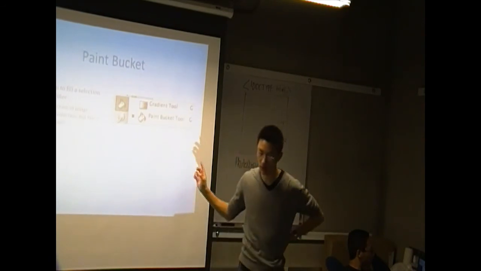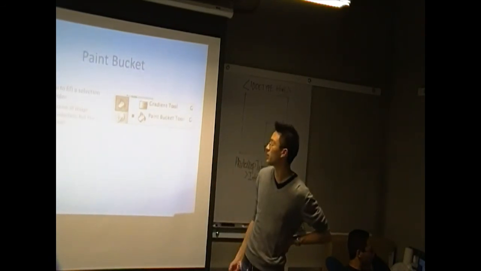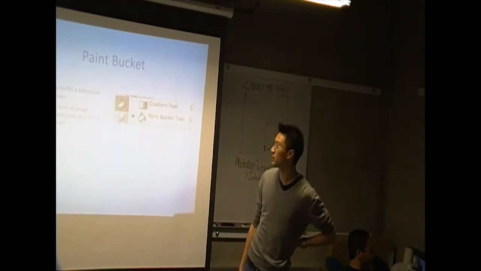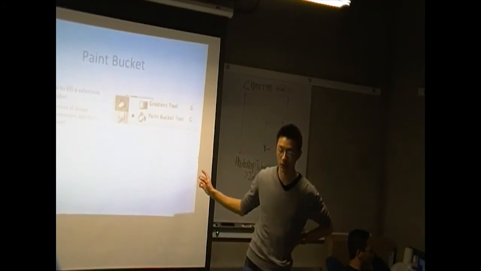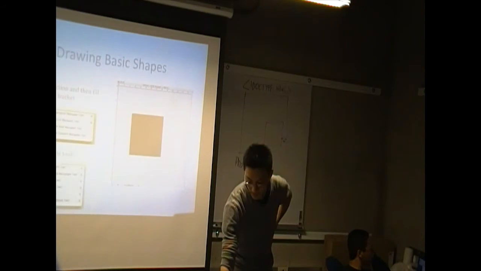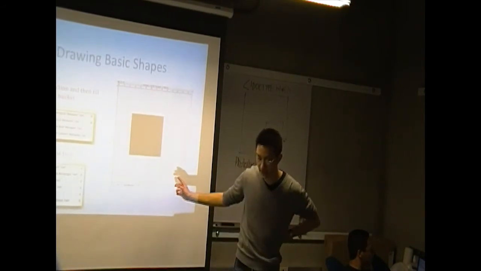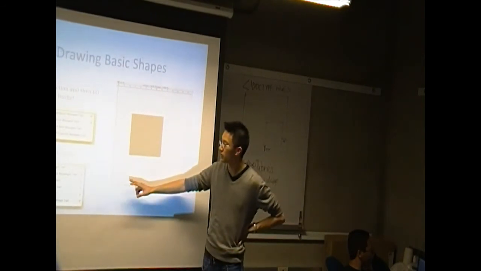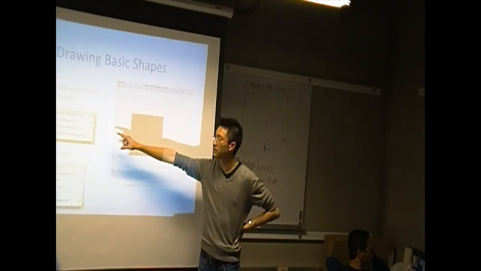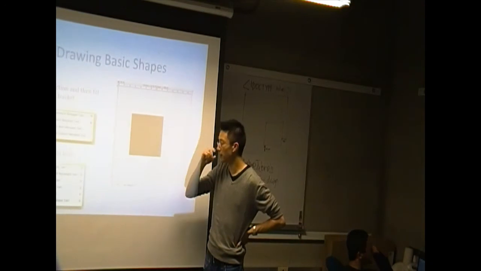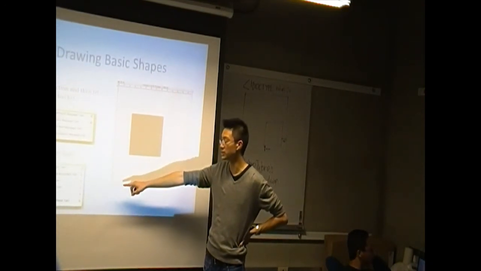And the paint bucket tool. Paint bucket is hidden with the gradient tool also, and it just lets you fill a selection that you have, or you can fill the entire layer without selecting it first. Drawing a basic shape. So here's just an example of drawing a basic shape. You can do it two ways. You can either use the select tool, make a selection, and then fill it, or you can use the rectangle tools down here too.